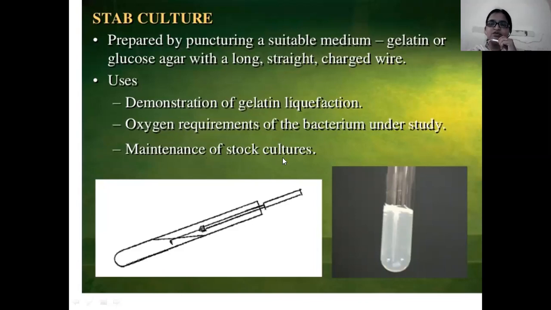Here, first thing is we can maintain the stock culture as we are maintaining on a slant. We can also maintain on stab also, and we can check whether the gelatin is liquefying or not by a particular microorganism, and we can see whether it is an aerobic or anaerobic by this stab culture.